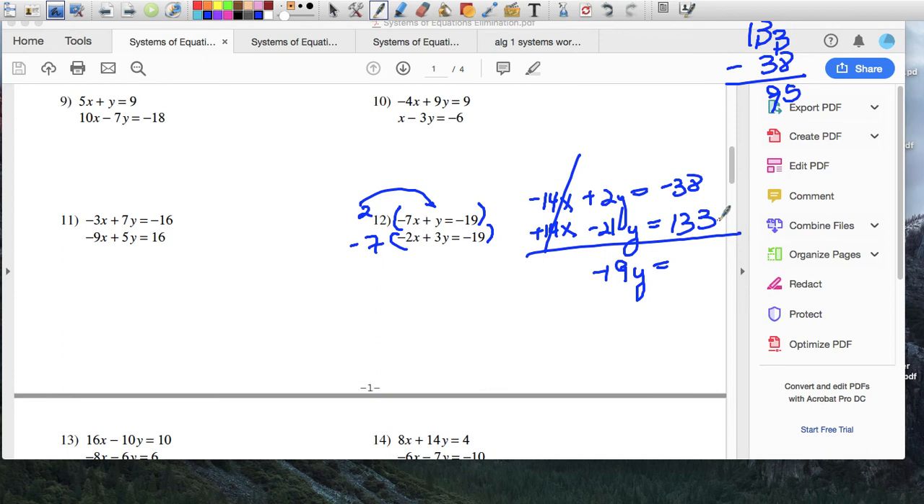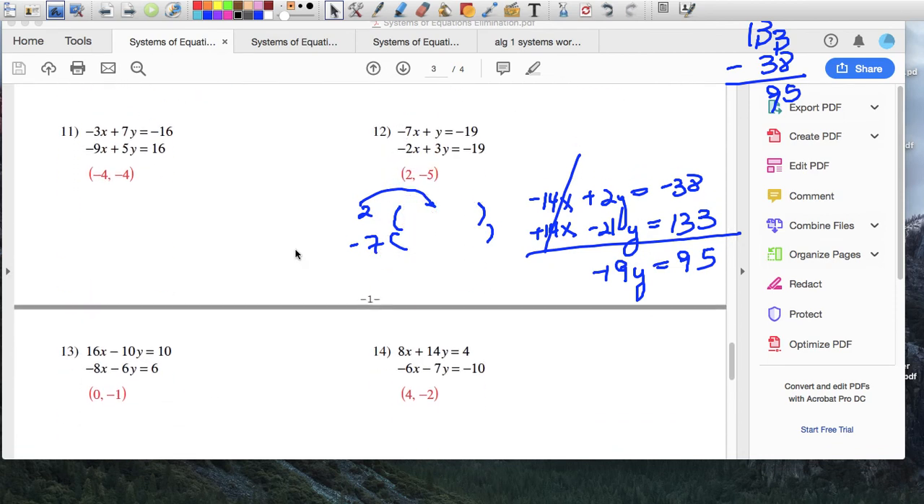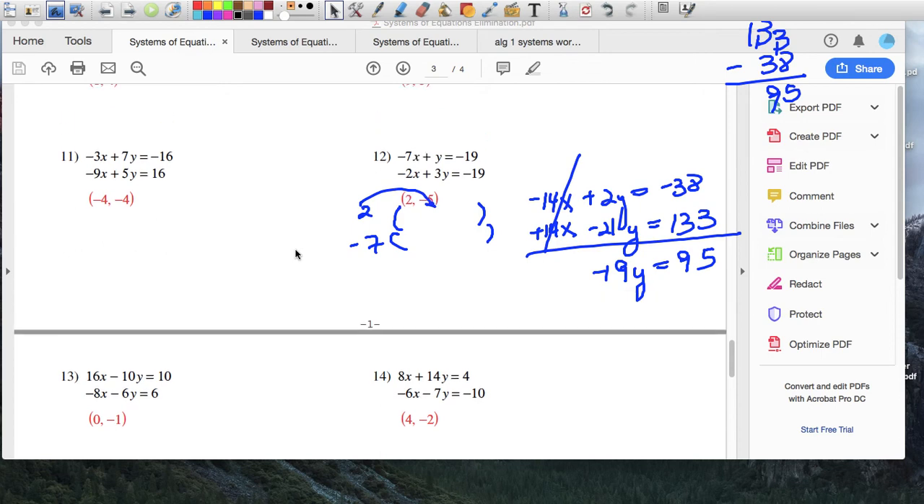Really? Okay. 95. Yeah, that looks right. And is anything times 9 times anything goes 95? Did I do something wrong? No. I'm just wondering if I did something wrong, because most of these problems should not have. So this is number 12. Let me just check number 12. There's an answer key here. 2 and negative 5. So I definitely did something wrong.